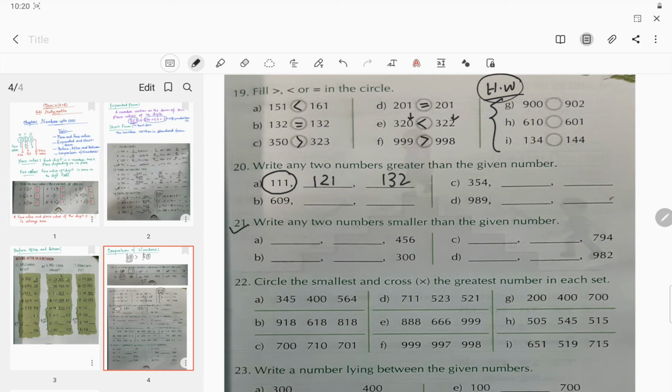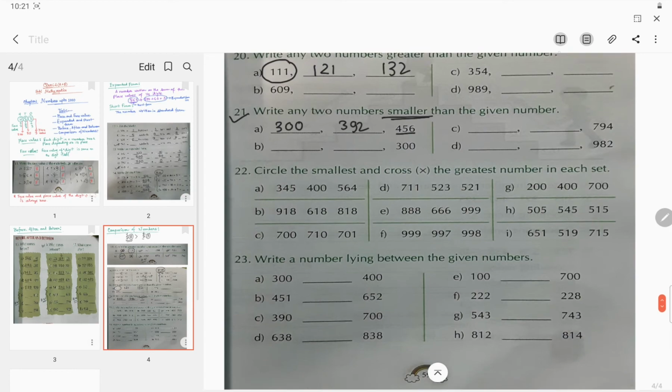Similarly 21, this is also your home task. Here you have to write the smaller number. So you have to write numbers smaller than 456. 300 is also smaller than 456. 393, 392 is also smaller than 456. So any two numbers which are smaller than 456 you can write.